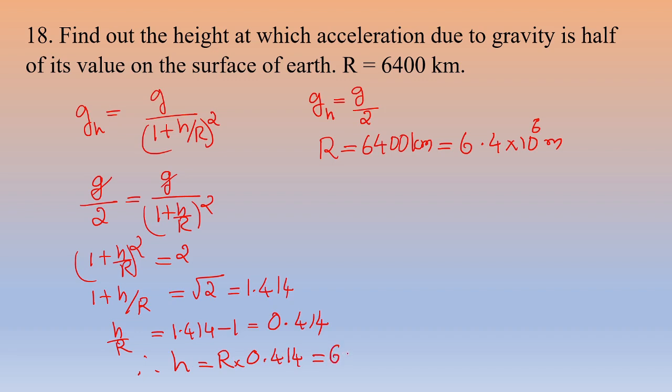So we can express it in kilometer. That is 6,400 kilometer into 0.414. So after the multiplication, we have the answer 2,650 kilometer. This is the height at which the value of g becomes half of its value on the surface of the earth.